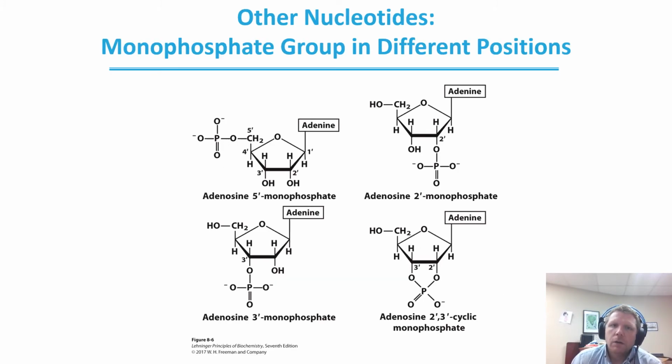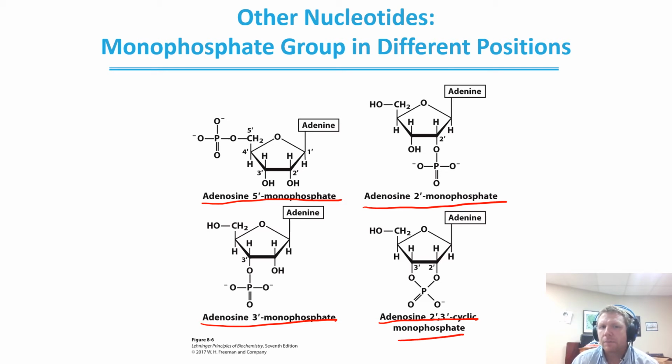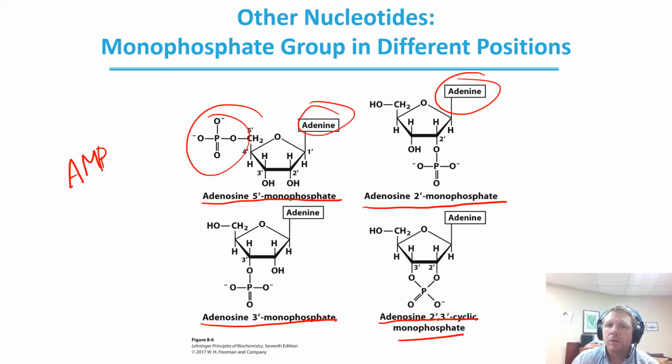Here are some other nucleotides: adenosine 5 prime monophosphate, 2 prime monophosphate, 3 prime monophosphate, and adenosine 2,3 cyclic monophosphate. So these are all examples of AMP, adenosine monophosphate. We've got our adenine nitrogenous base, and that phosphate group is attached to either the 5 prime, the 2 prime, the 3 prime, or the 2 and 3 prime positions.